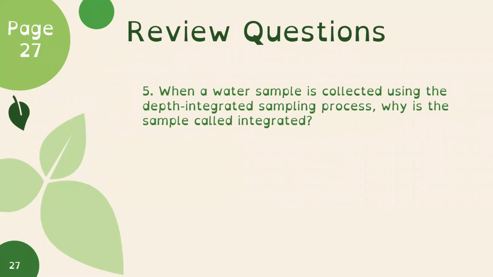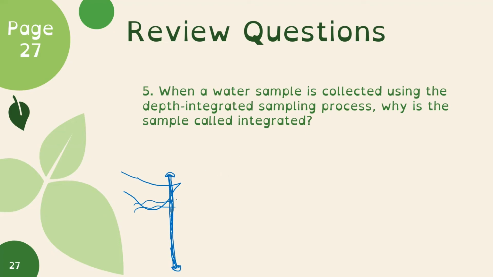Number five, when a water sample is collected using the depth integrated sampling process, why is the sample called integrated? So remember we watched a video about, I'm going to draw another picture, where we had a boat. And we had a person sampling in the water. They had this really, really long tube. They put the long tube in and then they capped it. They pulled the long tube out and then they capped the bottom. And now there's water trapped inside the tube. But once they had that tube full of water, then they shook it.